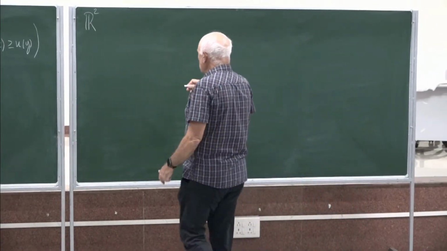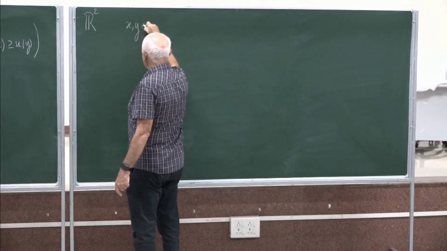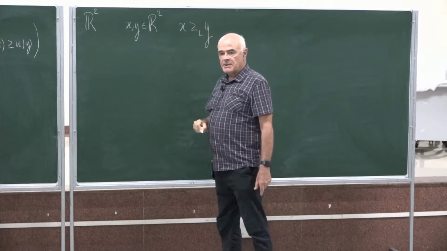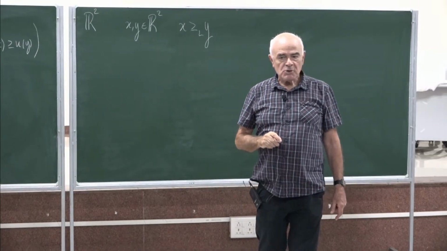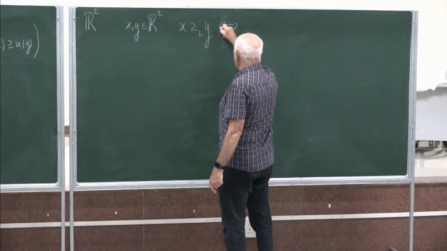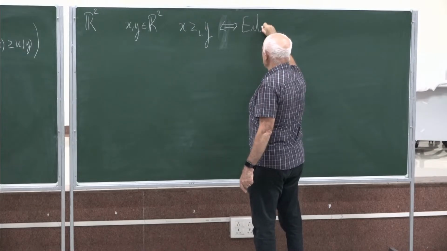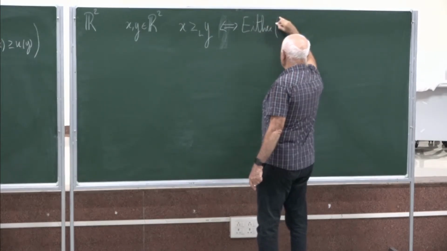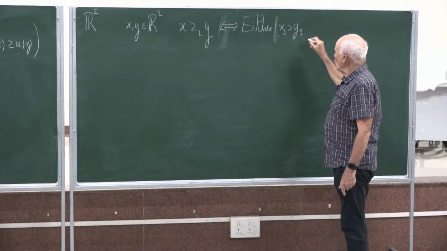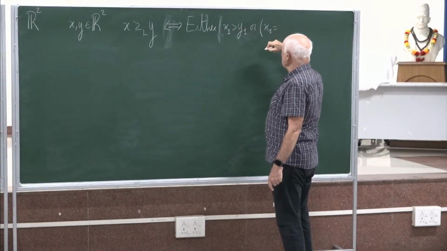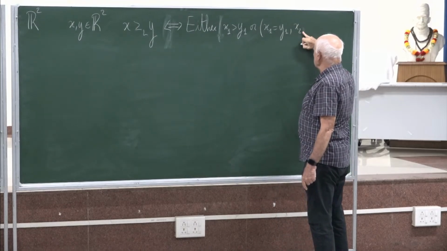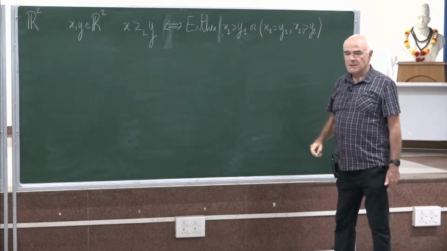Then consider two vectors, x and y in R2, and we say that x is lexicographically greater than or equal to y if this means that either x1 is greater than y1, or they are equal, and then the second component of x is greater than or equal to the second component of y.